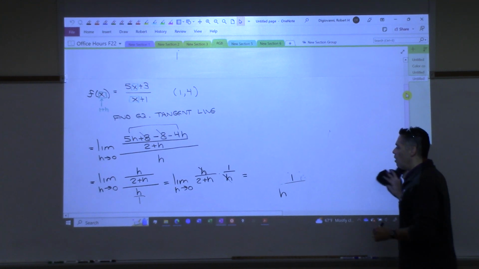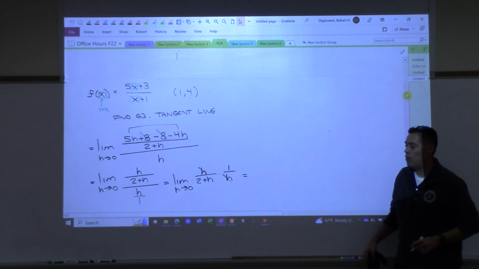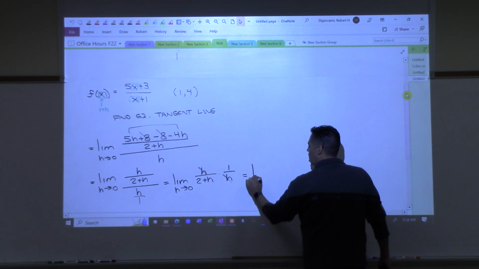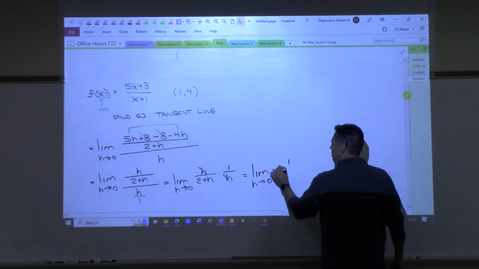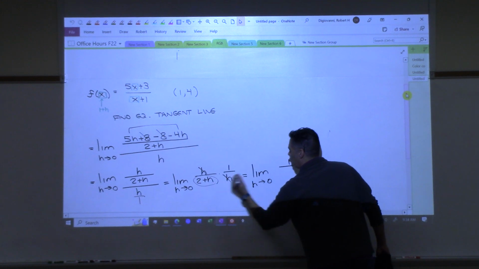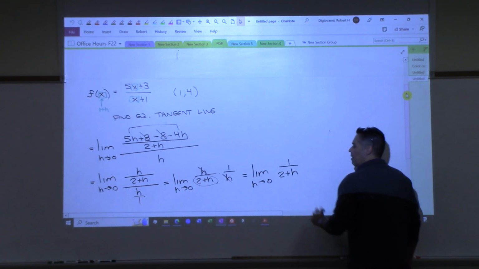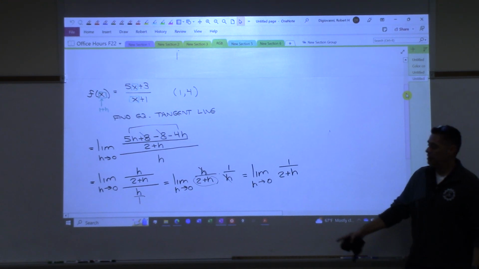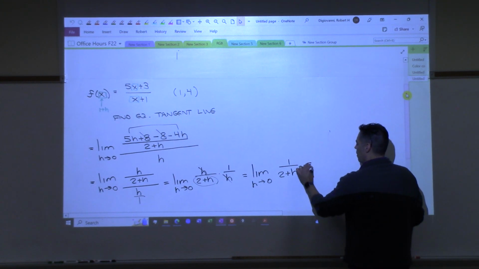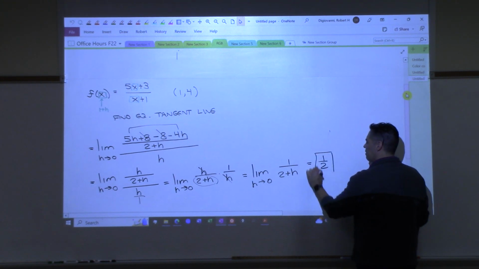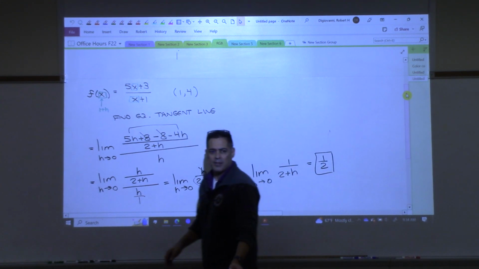You still have a 1 in the numerator, right? So we're almost there. Limit as h goes to 0. I have a 1 on top, and on the bottom I still have that 2 plus h. And now finally, let h go to 0, and you get 1/2. We should get the same answer, yeah? We should get the same answer.